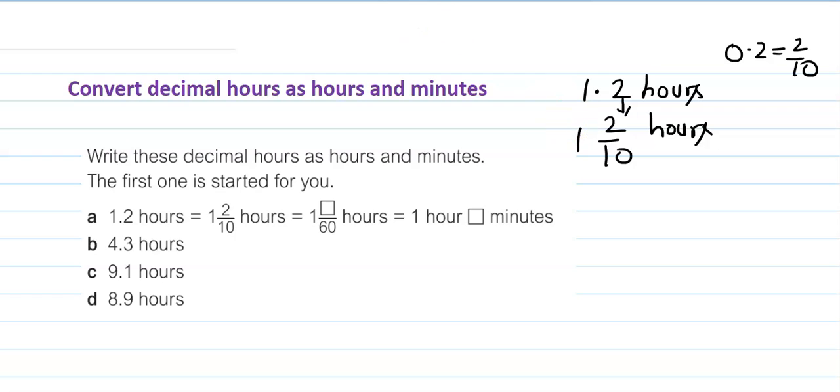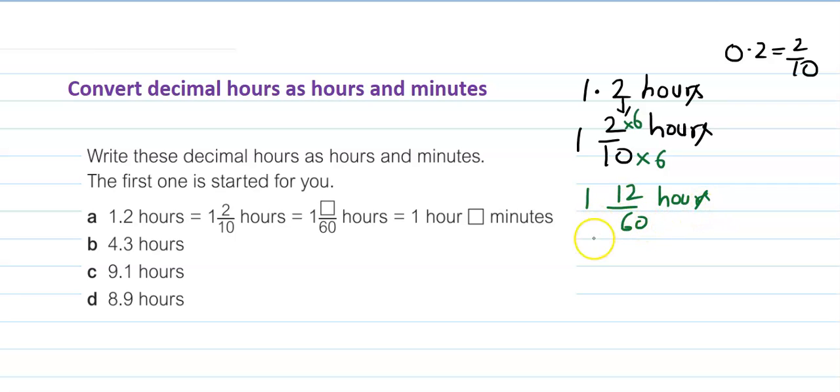Now our next approach will be how we can make 60 here. If we times by 6 here, for balancing we have to times by 6 in the numerator as well. So it will be 12 over 60 hours.